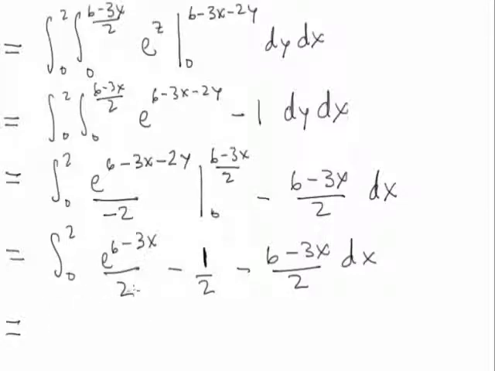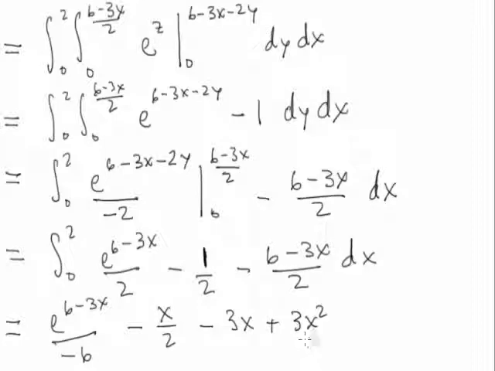So the antiderivative of this with respect to x is e to the 6 minus 3x over negative 3. So I already have the 2, so it's over negative 6. And then I have minus x over 2, and then minus, well, 6 over 2 is 3, so I'll just say minus 3x, and then plus 3x squared over 2, and I already have the factor of 2 in the denominator, so over 4. So all of this should be evaluated from 0 to 2.